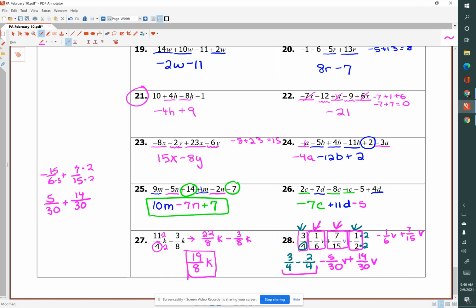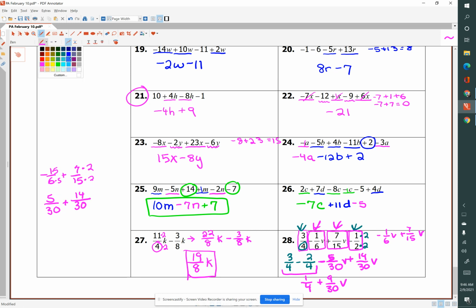Now let's just deal with the constants, no variable. We have 3/4 minus 2/4 is 1/4, and that's a positive 1/4. We have negative 5/30 plus 14/30, which will equal negative 5 plus 14, which is 9/30. And that's our variable term.